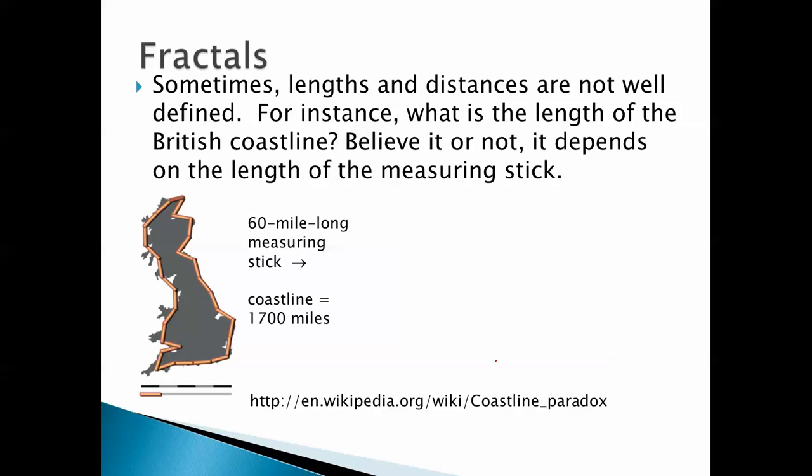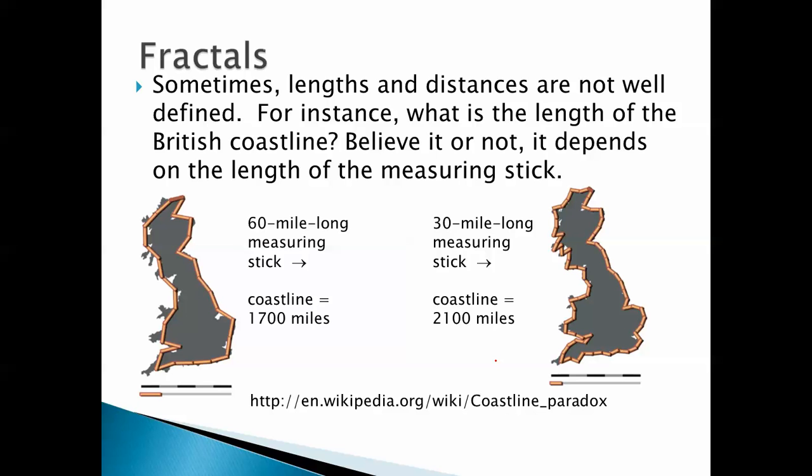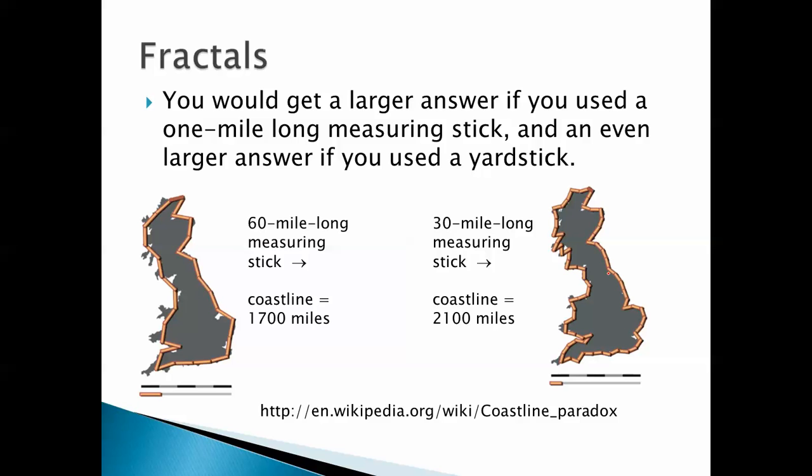If you have a 60-mile-long measuring stick, the coastline will be about 1,700 miles. If, on the other hand, you use a shorter measuring stick, say a 30-mile-long measuring stick, now the coastline is 2,100 miles. And again, that's because you've got finer detail. It's like going from one stage of the Koch curve to the next stage. You would get a larger answer if you used a 1-mile-long measuring stick, and an even larger answer if you used a large yardstick. The shorter the yardstick, the shorter the measuring stick, the longer the coastline.